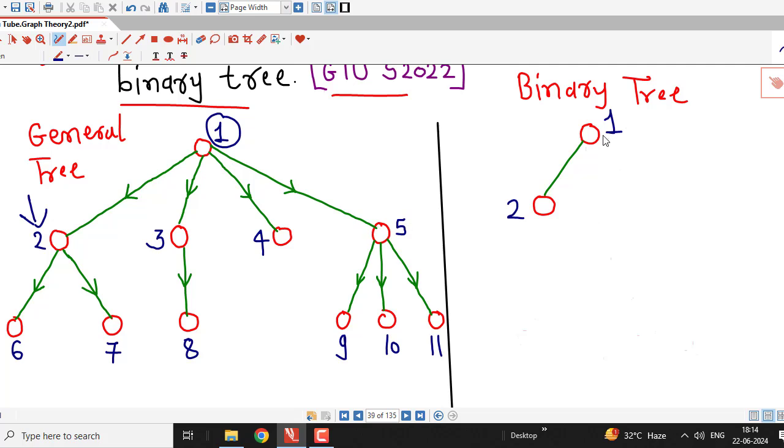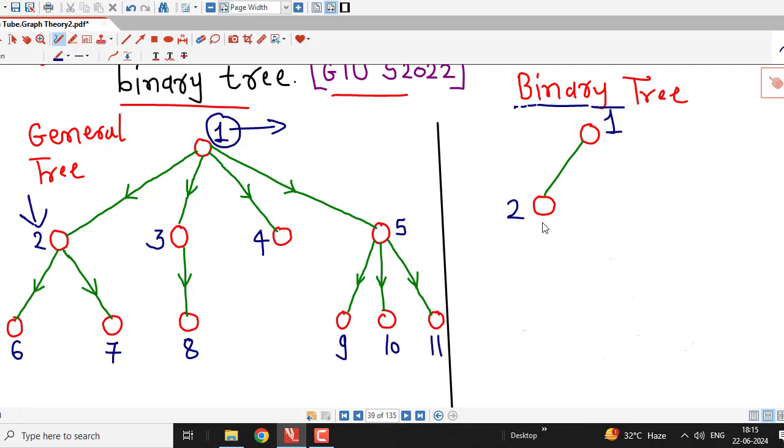Now the right child of 1 in a binary tree is nothing but the right sibling of 1 in the general tree. But here we can see that 1 is the root, and therefore it is not the child of any other vertex. Therefore 1 has no siblings here. Therefore there is no right child in the binary tree for this vertex 1.